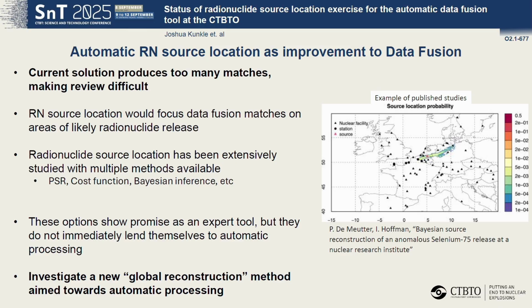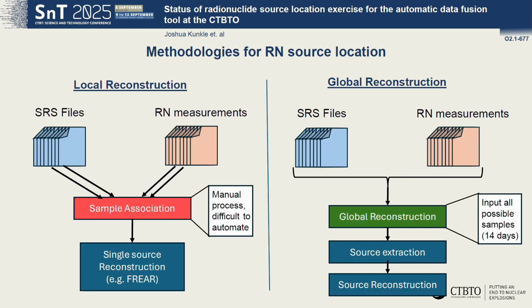So in this work, we look at a global reconstruction method, which is aimed towards that. To make that more precise, on the left-hand side, a local reconstruction requires somebody to actually choose which results are interesting and put them into the software to then get out a result. So this is manual, and it's difficult to automate. The idea behind global reconstruction is you just take everything, put it into the model, and then get out some information, therefore avoiding the human step.